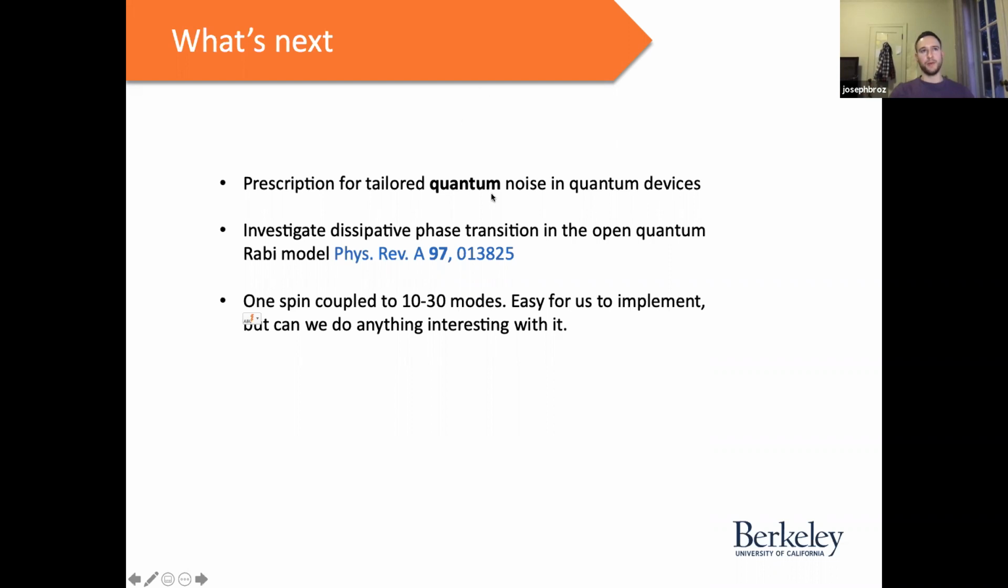But there are also some other interesting things, like the dissipative phase transition in the open quantum Rabi model. The theory has been prescribed to do this, but it requires damping of another ion species, and now we have the ability to do that without needing another ion species. I'm also interested in a lot of questions, like what happens if I take one spin and couple it to 10 or 30 modes. I think that's something we can do right now.